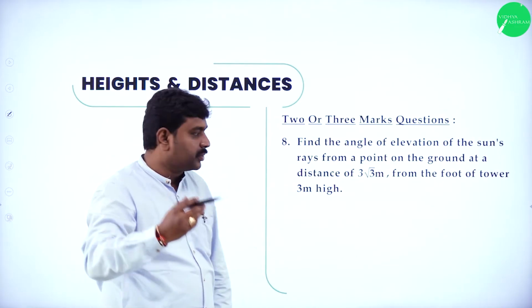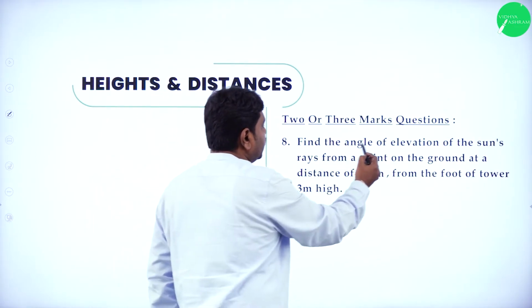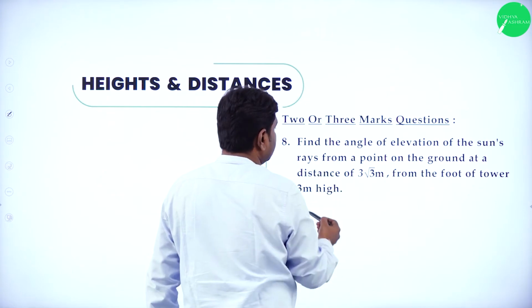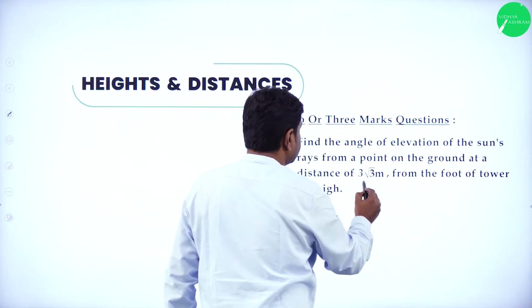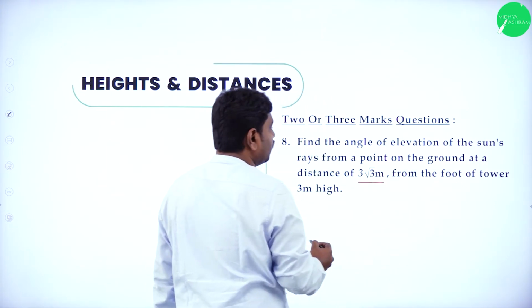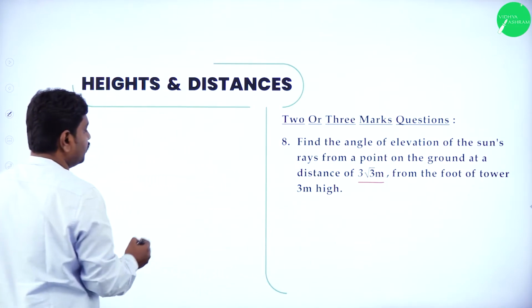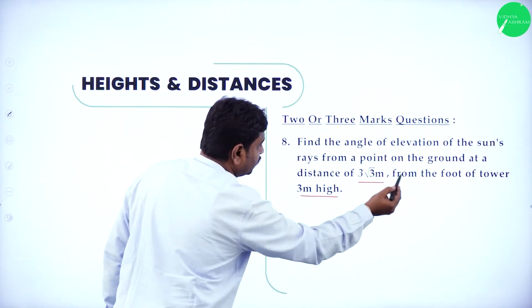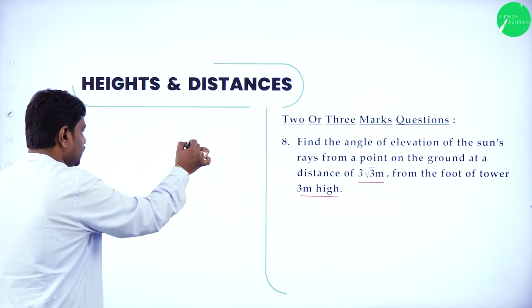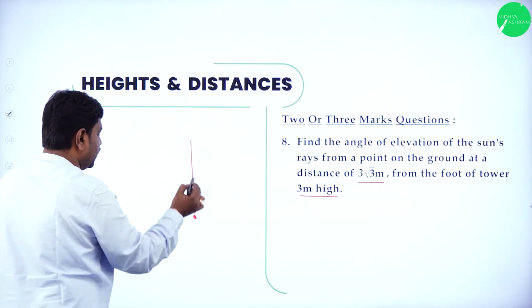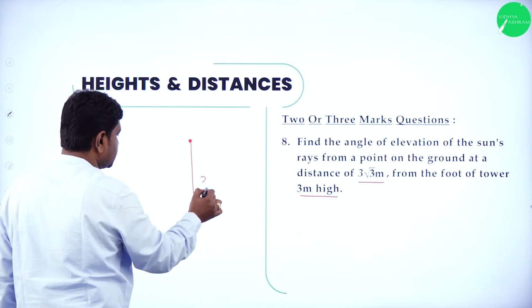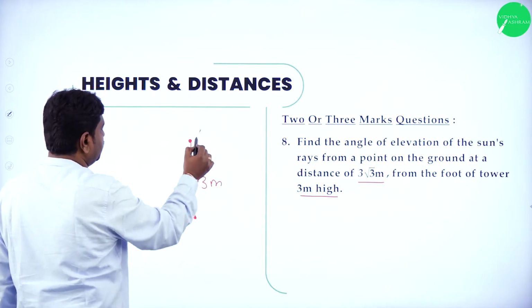Next, now we'll go to problem number 8. Find the angle of elevation of the sun's ray from a point on the ground at a distance of 3 root 3 meters from the foot of the tower, which is 3 meters high. So they are telling there is a tower. The height of the tower is just 3 meters. So let AB be the tower.